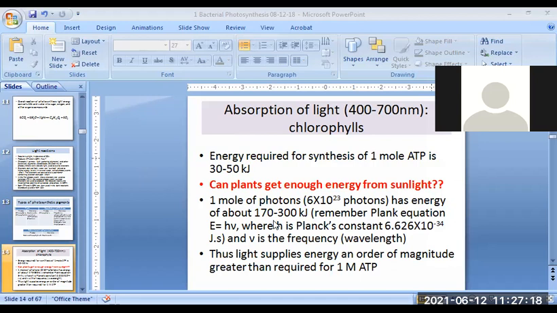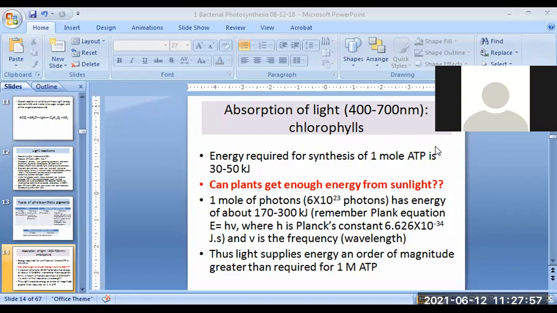Okay, so anyway, I'm going back to this slide. 1 mole of photons is 6.023 into 10 raised to 23 photons, that is Avogadro's number. This 1 mole of photons has a range of energy, that is 170 to about 300 kilojoules. Okay, how much is it? 170 to 300 kilojoules. That is 1 mole of photons.